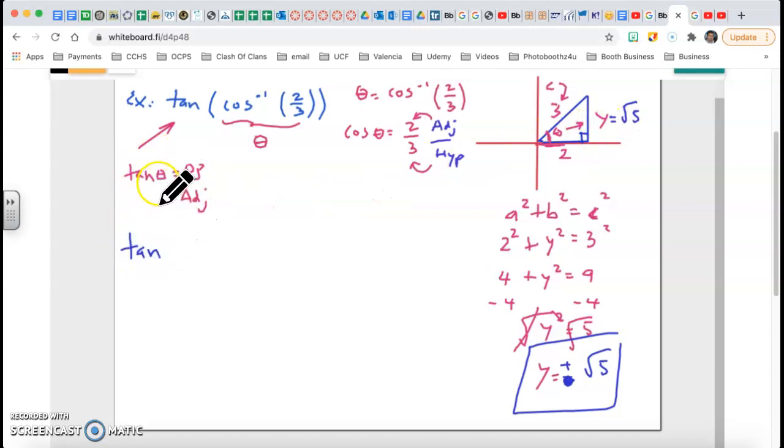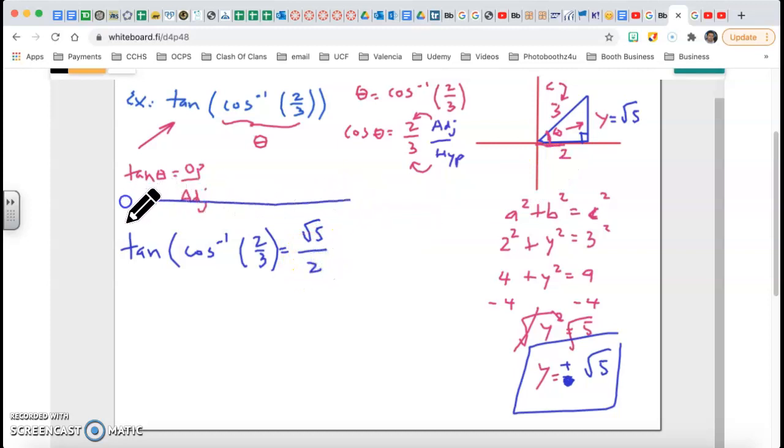Tangent of my theta, but again, I gotta go back to the original. Tangent of my inverse cosine of 2/3 equals... Tangent is opposite over adjacent. This is my angle. Opposite is square root of 5. Adjacent 2. And we're done.